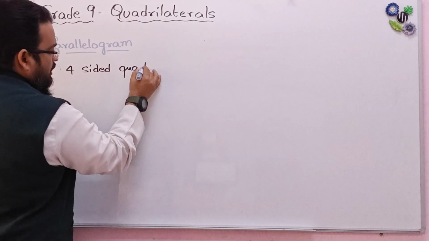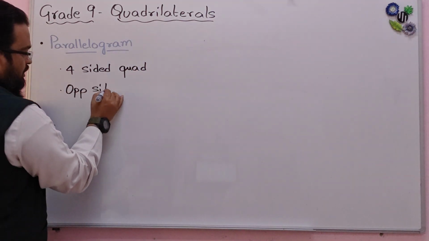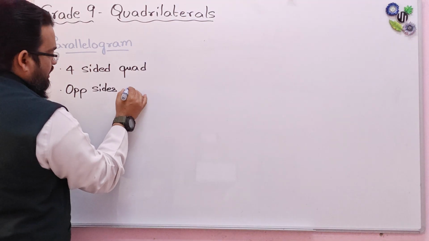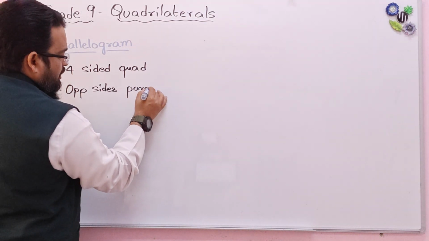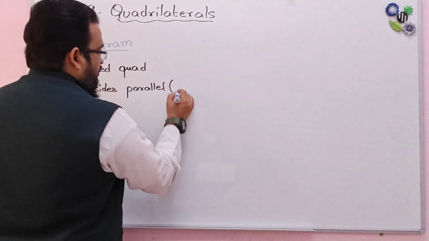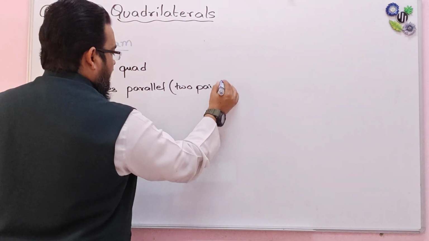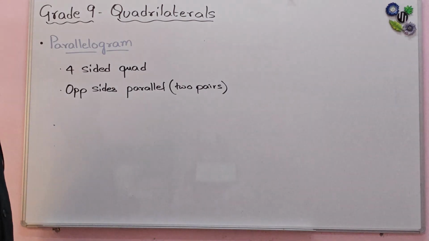A four-sided quadrilateral with opposite sides parallel. So how many pairs of opposite sides will be there? Two pairs of opposite sides. Two pairs of opposite sides are parallel. This is the definition of a parallelogram.